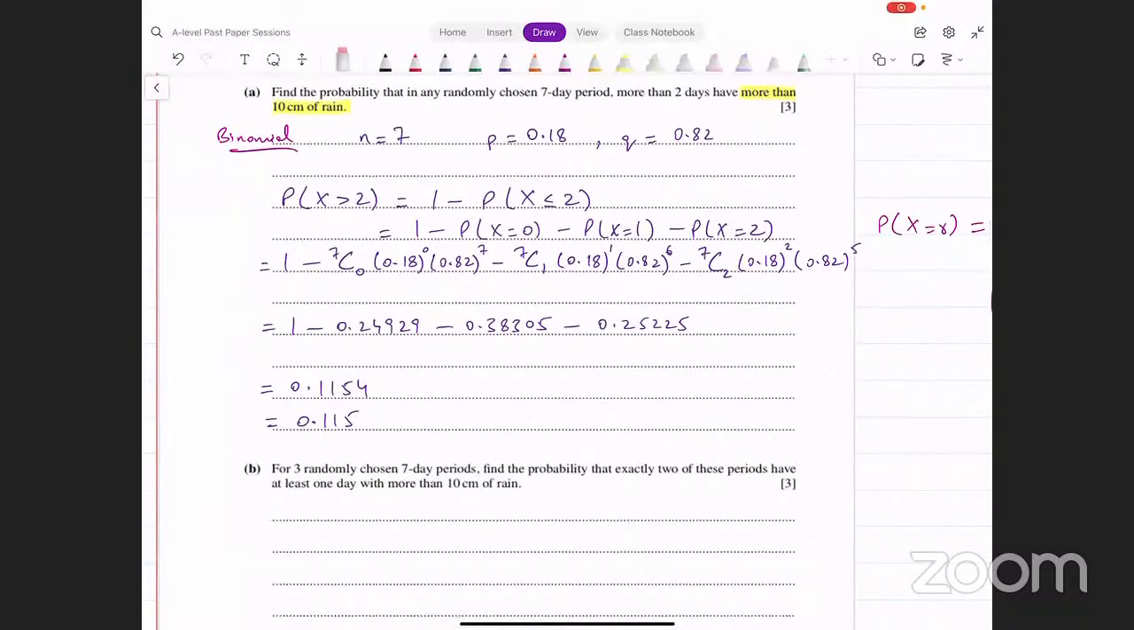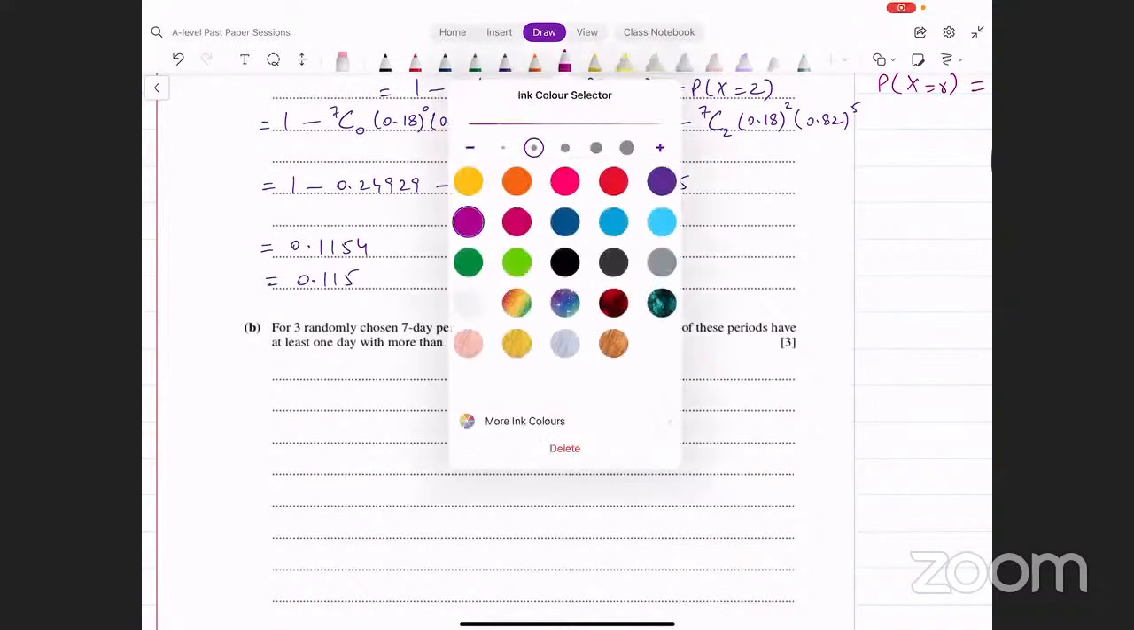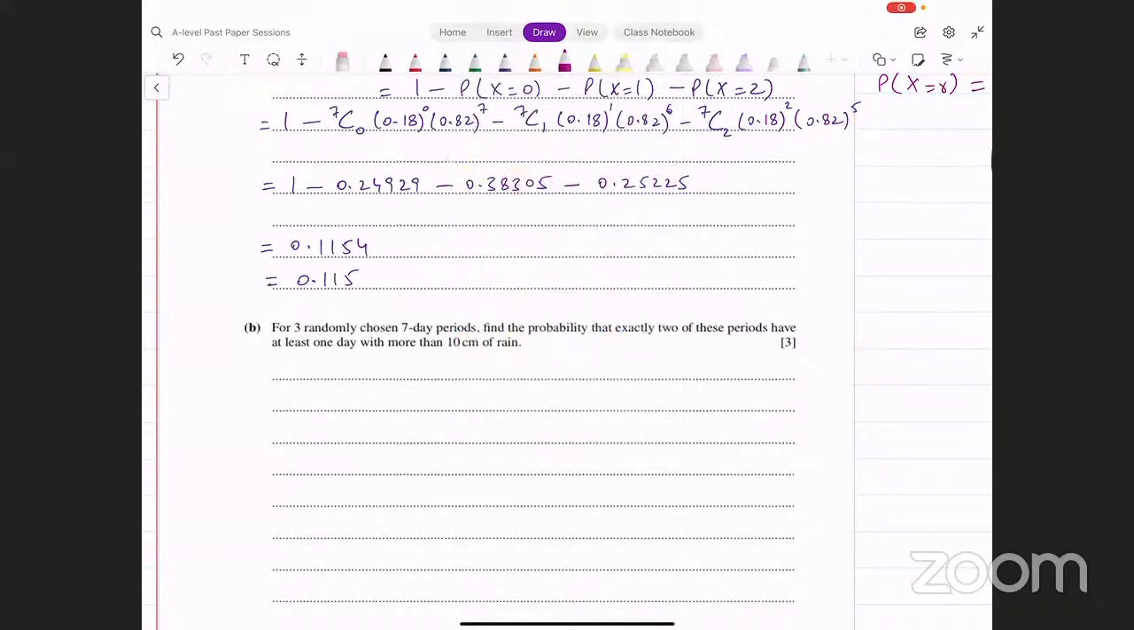Let's move on. Now it says for 3 randomly chosen 7-day periods, find the probability that exactly 2 of these periods have at least 1 day with more than 10 centimeters of rain. Now that statement sounds a bit confusing. Let's read that again. So take a few seconds and try to read that. For 3 randomly chosen 7-day periods. So now we've got 3 7-day periods. So basically 3 weeks आपने choose किया. उसमें से we have to find the probability that exactly 2 of these weeks have at least 1 day with more than 10 centimeters of rain.